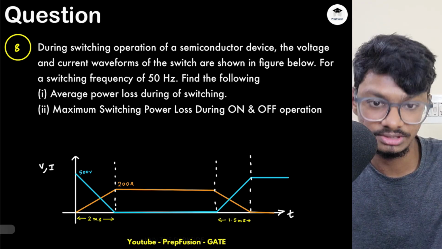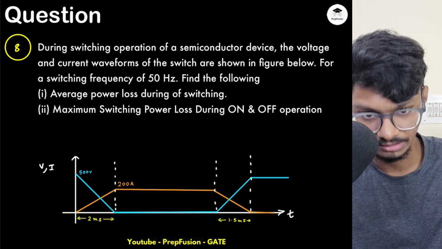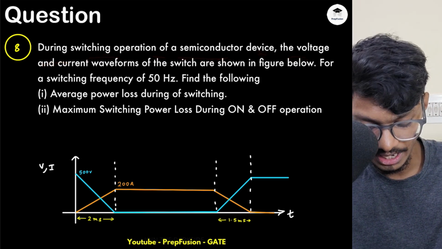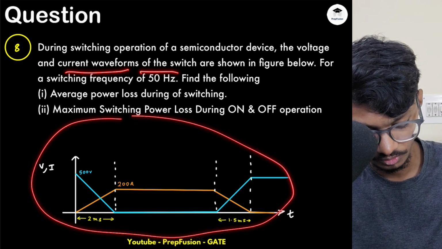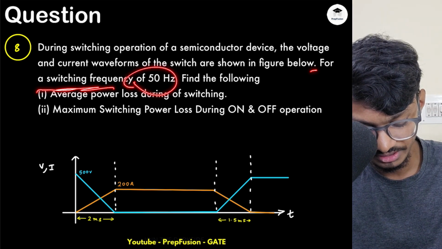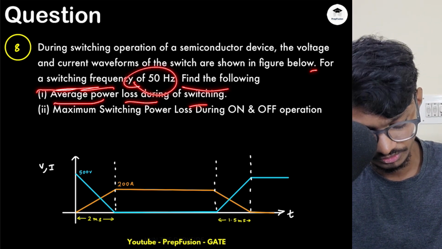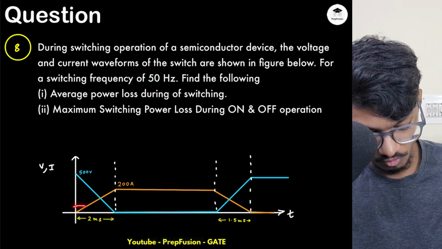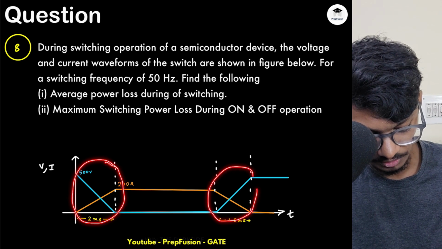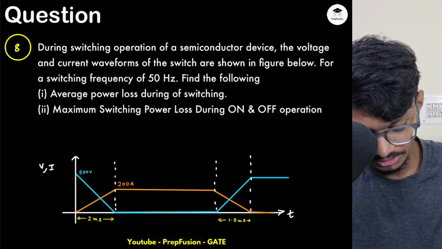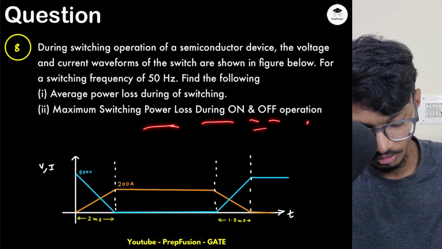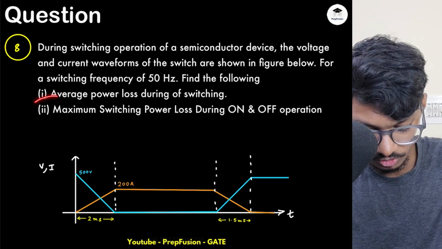So now let's move on to this question. This is the best question of the assignment. This is the main question. So here, during switching operation of a semiconductor device, the voltage and current waveforms of the switch are shown here. For a switching frequency of 50 hertz, find the average power loss during the switching. Average power loss during the switching means this is the whole period, and what is the average power loss here and here as well. Next, maximum switching power loss during on and off operation. So this is talking about the average.